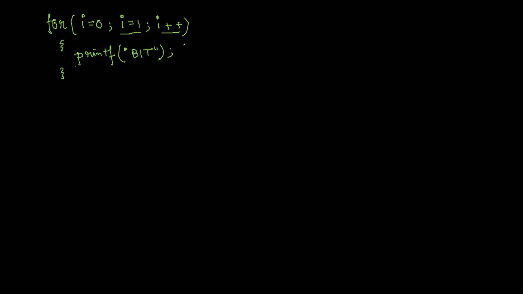Actually, C gives us a provision that you can even create an infinite loop by writing something like this statement also. This is strategy 2. What does it mean? This is actually basically conditionless. There is no condition. That means the gate is always open.